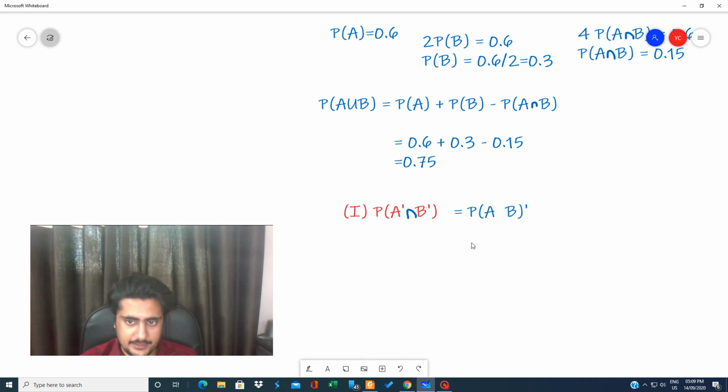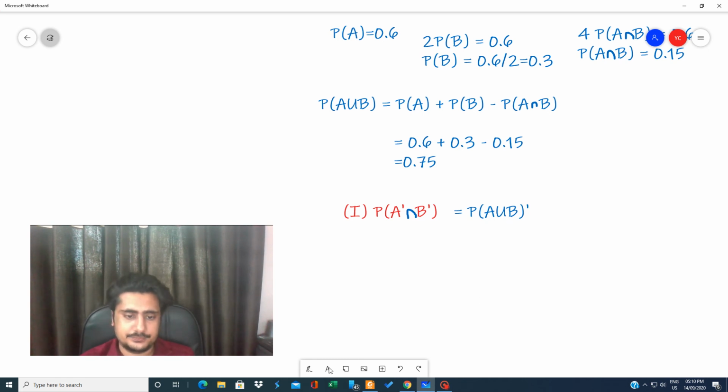and I will reverse this formula. It is A dash intersection B dash. I'll put a common dash and I'll reverse the sign. It is intersection, then it is union. Now P of A union B dash is simple.